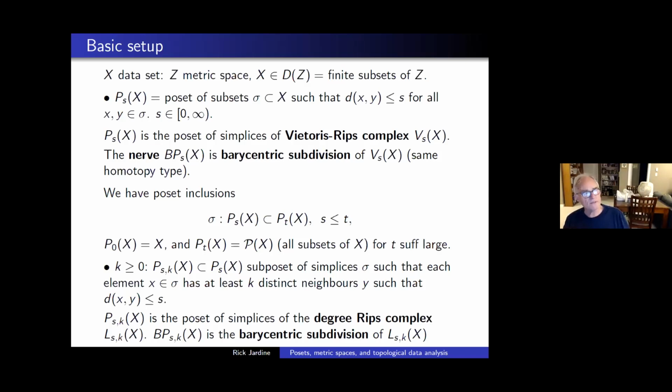When s is 0, the zeroth Vietoris-Rips complex is just the discrete set X itself. When t gets sufficiently large, you pick up a great big simplex, which is also contractible.